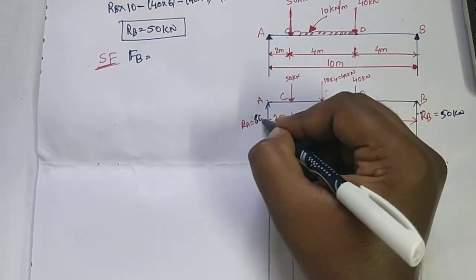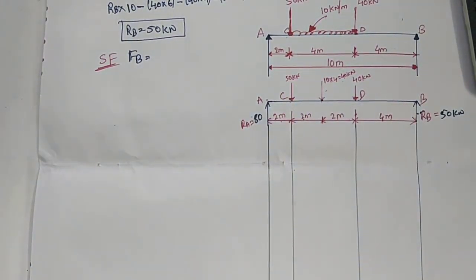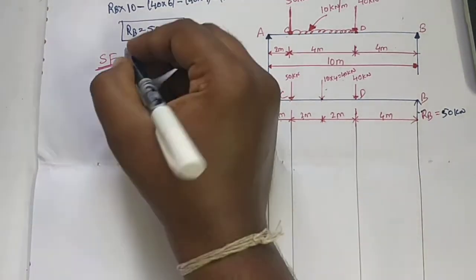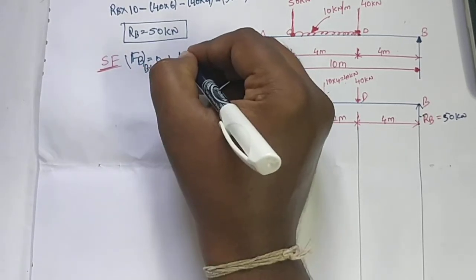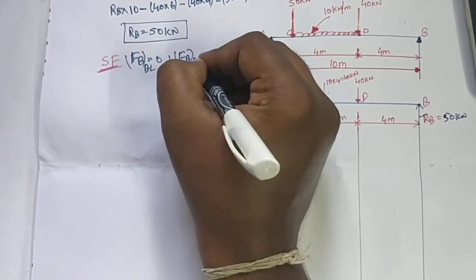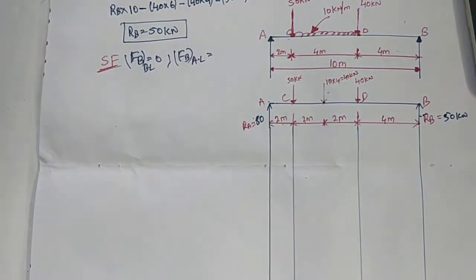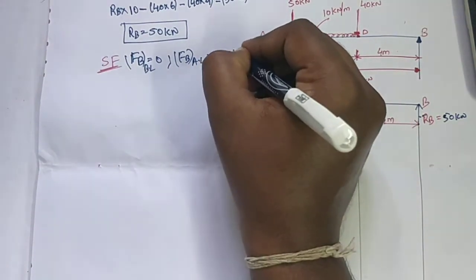Here at point B, a reaction force is acting, so we need to calculate before and after the load. Before the load it is 0. Similarly, shear force at point B considering the reaction force: the reaction force is acting upward, so it is taken as negative, so minus 50 kilonewtons.